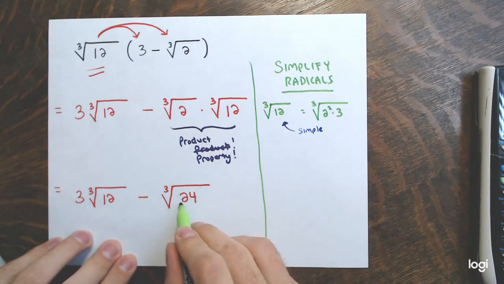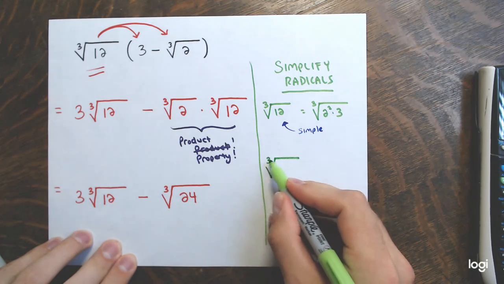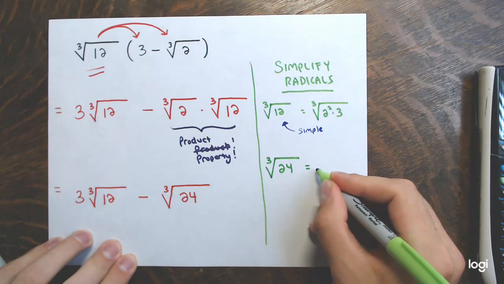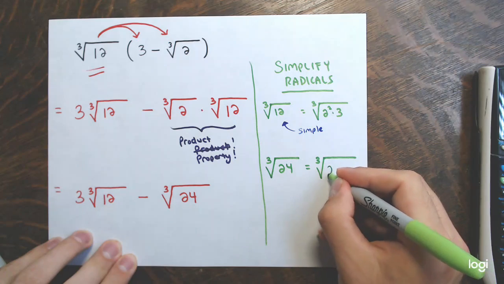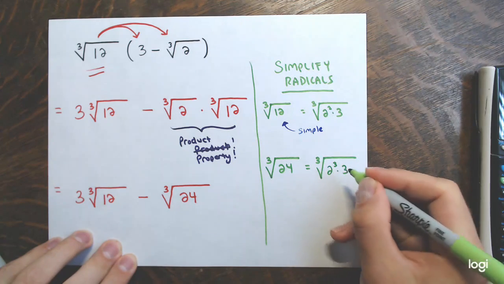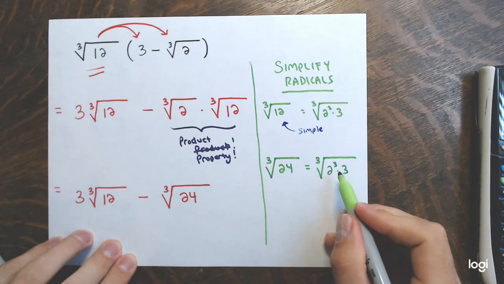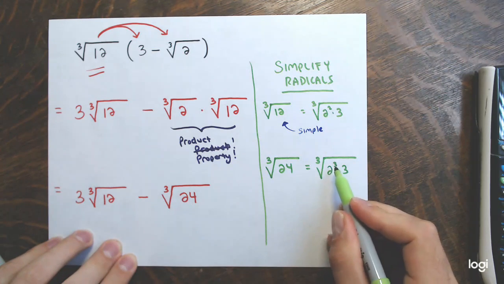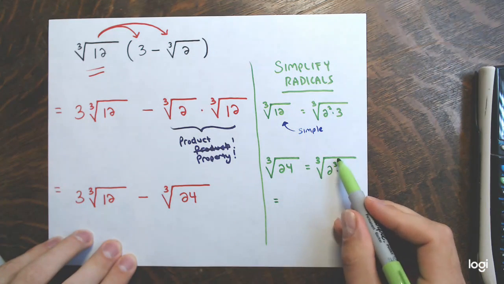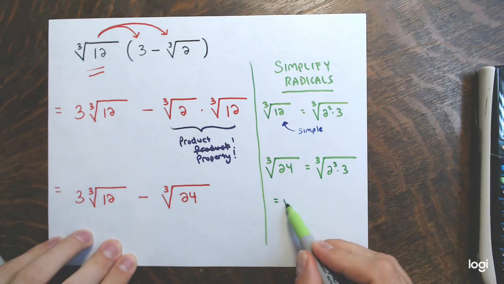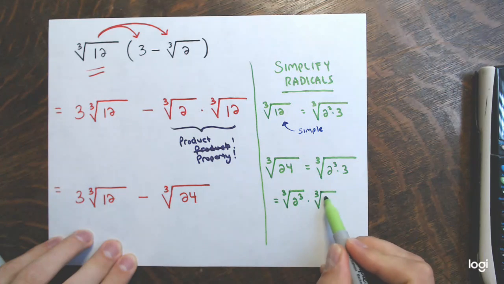But the other one, how about the other one? The cube root of 24. Well, when you break down 24 completely, that's 8 times 3, 2 cubed times 3. There's a perfect cube. We can break this up into a perfect cube times not a perfect cube. 2 to the third, 3 to the first. And then using the product property, you can split this up to the cube root of 2 cubed, or the cube root of 8, times the cube root of 3.